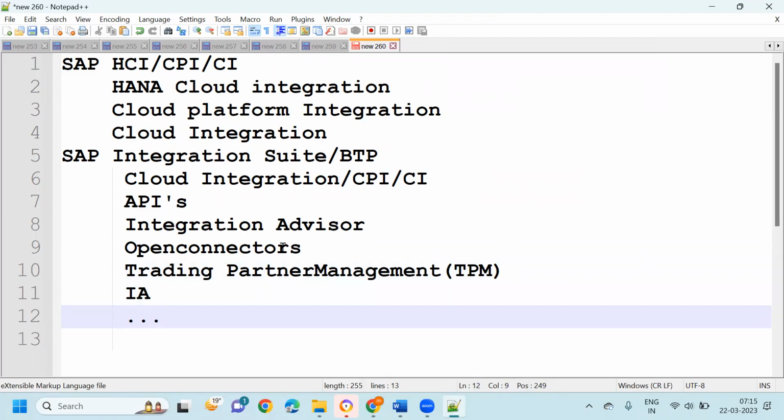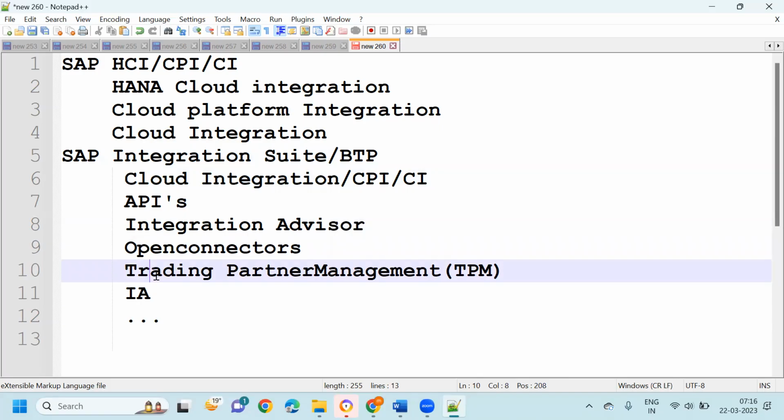All capabilities we can see under Integration Suite itself. SAP Integration Suite is one package, or a repository, where we can see all the capabilities of SAP BTP, Business Technology Platform. Under this, we have Cloud Integration. This is the first one we are going to concentrate on more. Apart from this, we have the APIs concept, Application Programming Interfaces, Integration Advisor, Open Connectors, and Trading Partner Management.